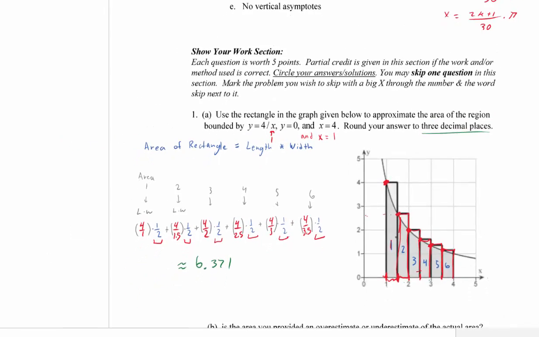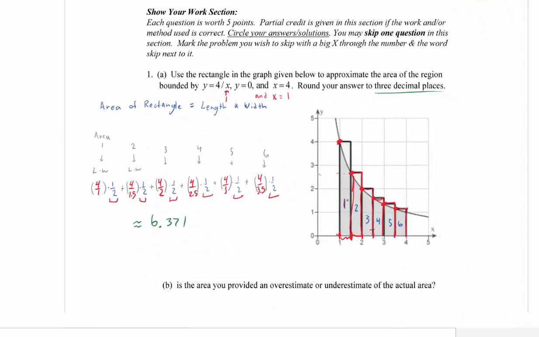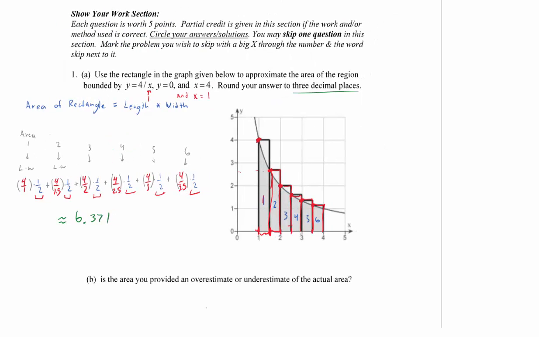Is this an overestimate or an underestimate or neither? So we found the area of these rectangles. If I add those all together, well, we have a little extra. We have an extra piece right here. All of these are extra areas we included. That is more than the area that we had intended. So we're going to say this was an overestimate.